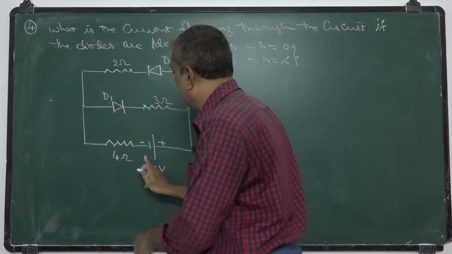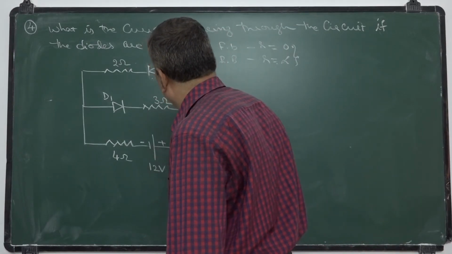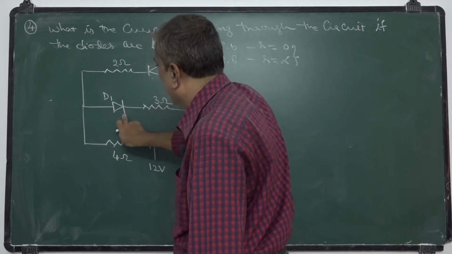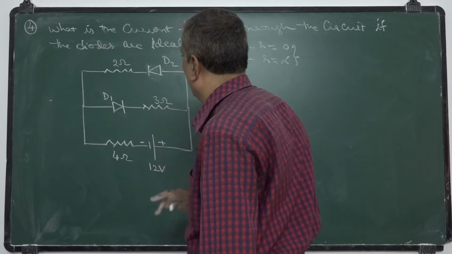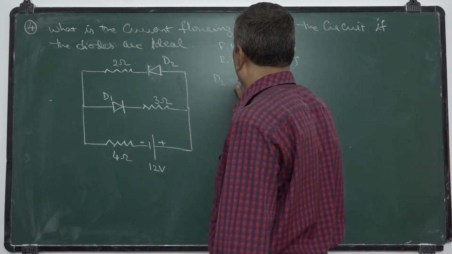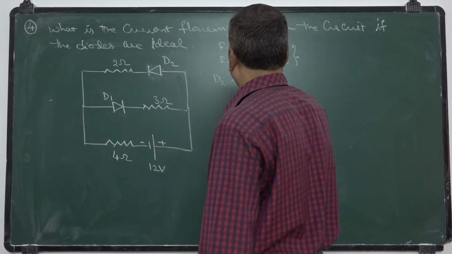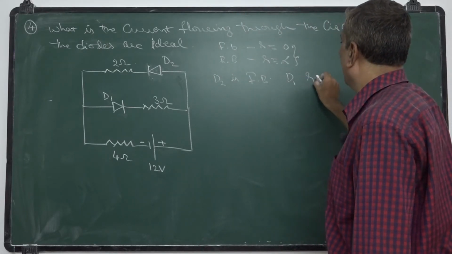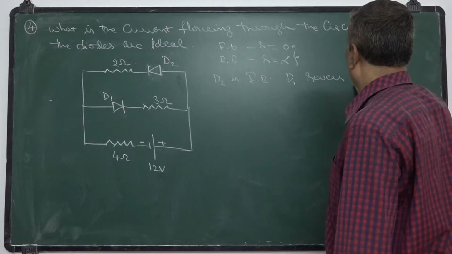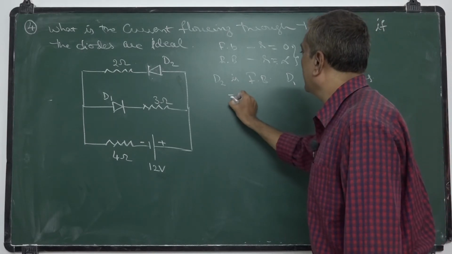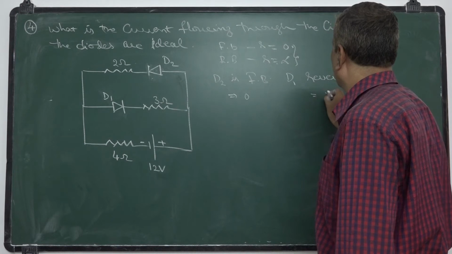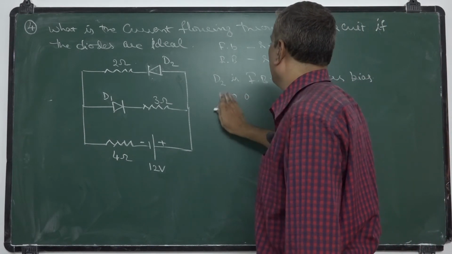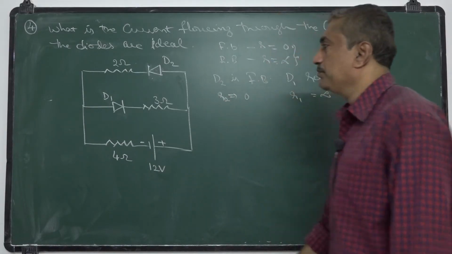Now by observing this, this is the plus terminal. The positive terminal is connected to the P type of D2, whereas the positive terminal is connected to the N type of D1. So from this circuit, D2 is forward bias and D1 is reverse bias. So this resistance is 0 and this resistance is infinity. So we can consider it like this, R2 and R1. R2 is equal to 0.